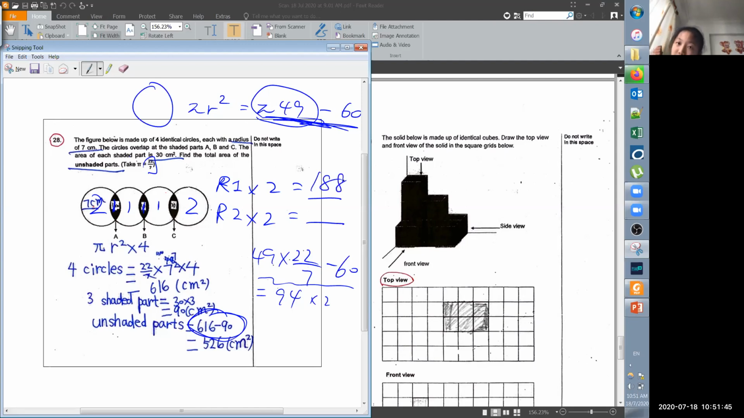Yes. So now you proceed to do it for R2. R2 is what? For R2 you just need to minus one of them. So R2 is 49 pi minus 30.